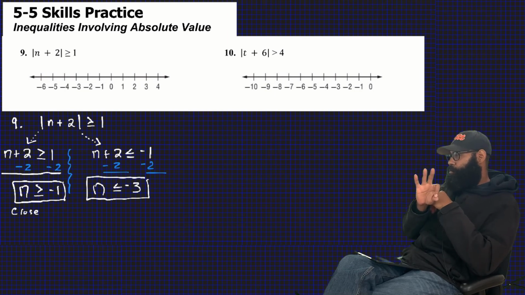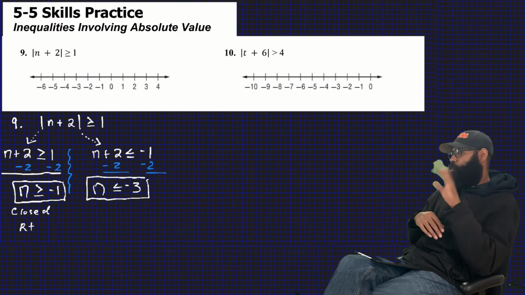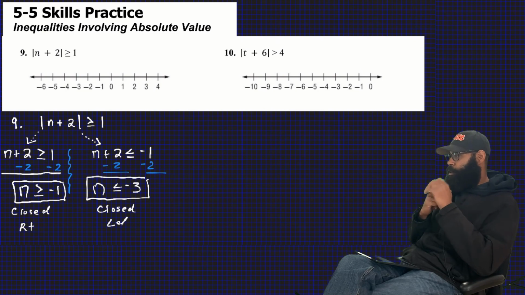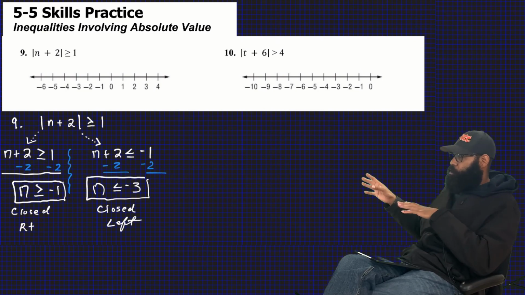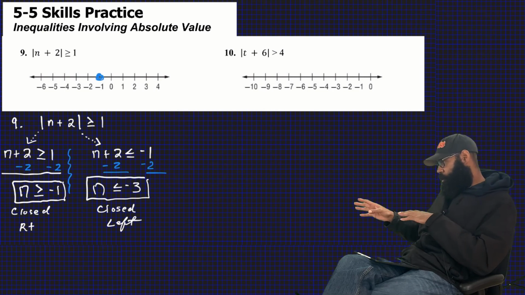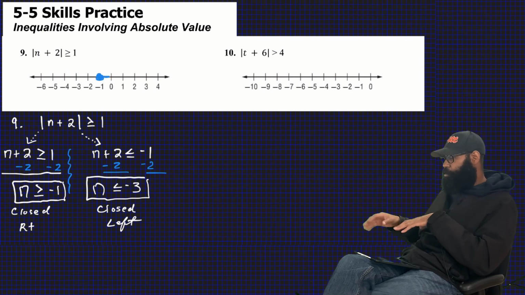Three questions. Where do you begin? Open or close circle, left or right. Well, I didn't go in that order, so open or close, good. Left or right, good. And where do you begin? Good. Let's get it on there. We'll do it for both. Closed circle for the second one, going to the left, starting at -3.